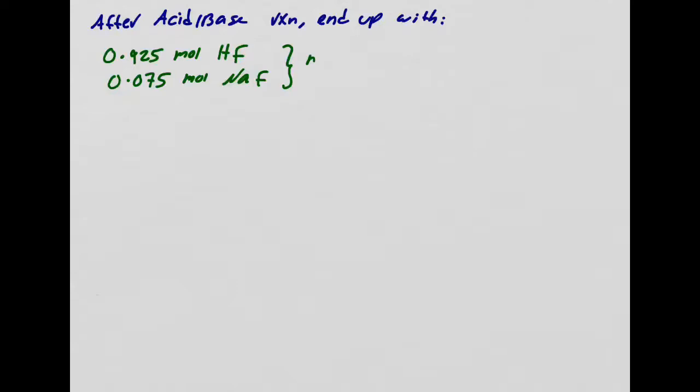Now what do I got? What do you have right now? I want you to look at this. You have a weak acid and its conjugate. Do you guys see that? You have a weak acid and you have its conjugate, don't you? You do. That's what you end up with.